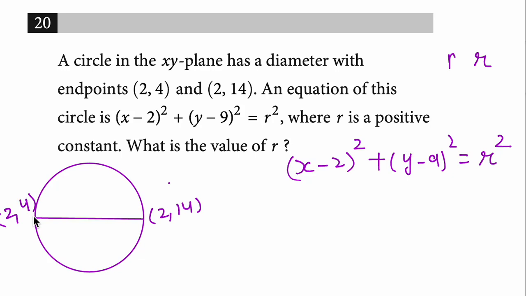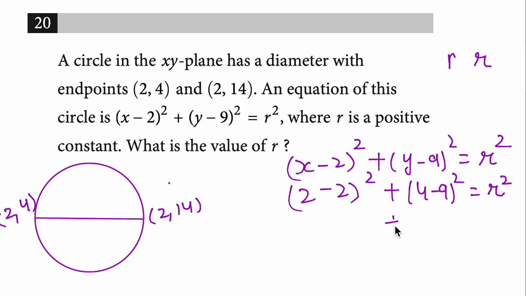Because it is passing through (2, 4), we can plug in x as 2 and y as 4. That will be (2 − 2)² + (4 − 9)² = r². That is 0, and 0 squared is 0, so we can ignore this part. And (−5)² = r², so r² is equal to 25, because the square of any negative number is also positive.